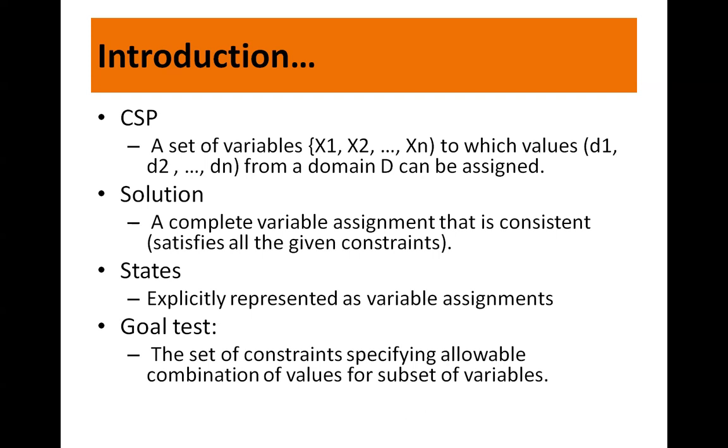So when the assignments are made, there are states explicitly represented as variable assignments. Then we have the goal test. What is the goal test? The set of constraints specifying allowable combinations of values for subsets of variables, right? Remember, again, I read it: the set of constraints specifying allowable combinations of values for the subset of variables. So what is important is the allowable combination of values. This concept will be clear as we go ahead and look at some examples.